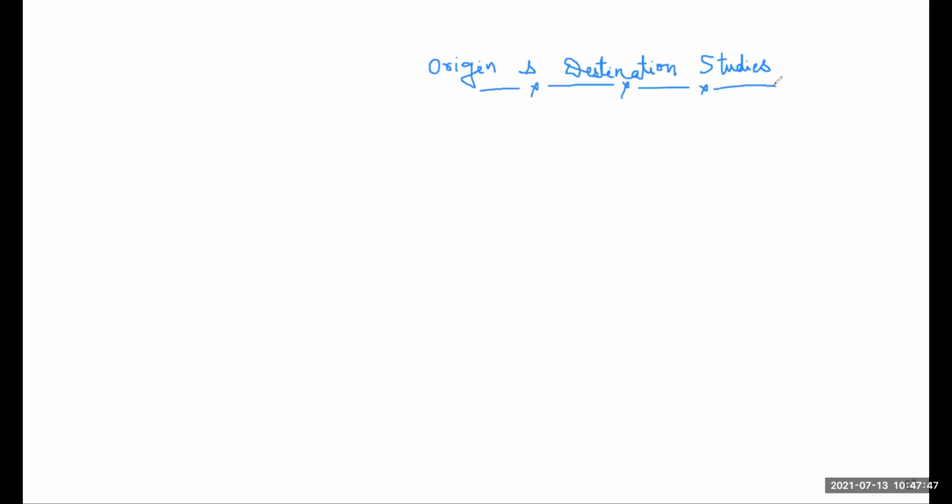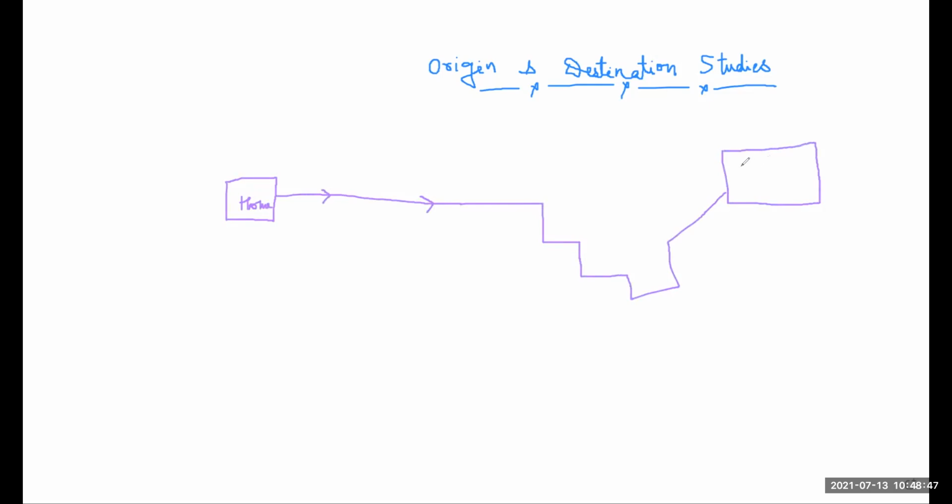So our next point of discussion is the origin and destination study. In origin and destination study, we discuss where our vehicle will originate and where our vehicle will go. Take an example: here is your home, and from your home you start your vehicle. From home you start a journey, then travel along certain roads, and you come to your college.